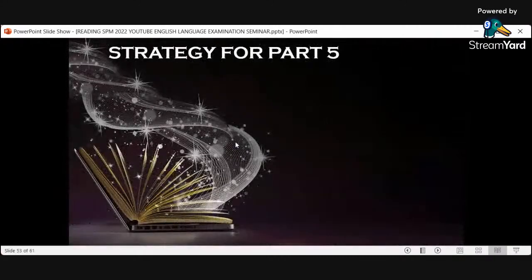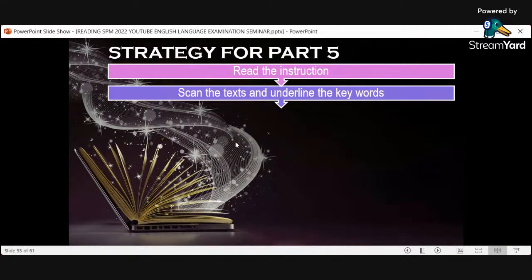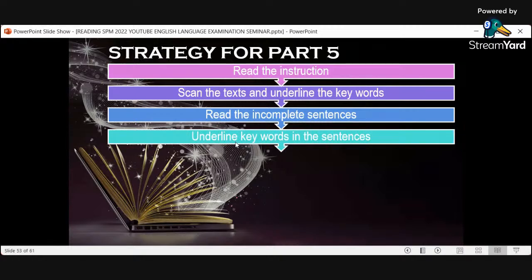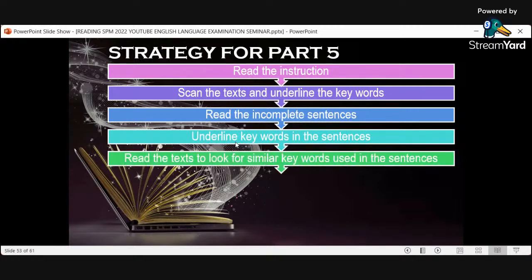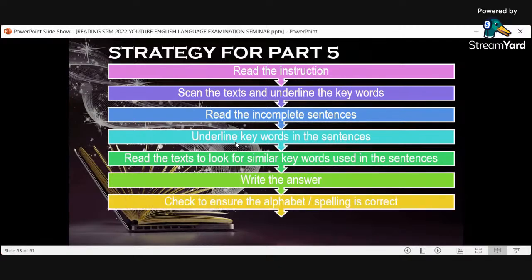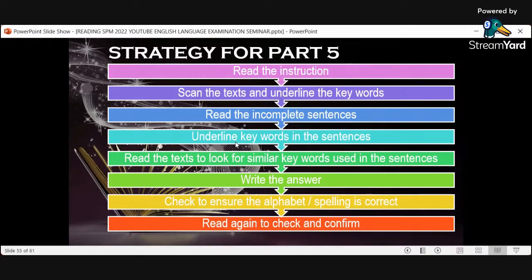So this is the strategy. You read the instruction, you scan the text and underline the keywords. You read the incomplete sentences, you underline the keywords in the sentences. You read the text to look for similar keywords used in the sentences, and then you write the answer. And you check to ensure the alphabet or spelling is correct. If you have alphabet to choose, A or 1 or whatever alphabet, paragraph A, paragraph B, make sure it's correct. And then read again to check and confirm.